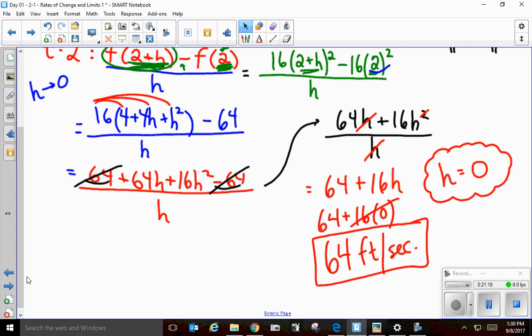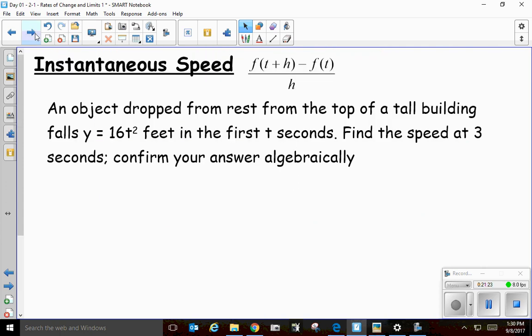Okay. Let's read this and I'll let you guys go off on your own. An object dropped from rest at the top of a tall building, this looks familiar, falls y equals 16t squared feet in the first t seconds. Find the speed at, not the average, but the speed at 3 seconds. Confirm your answer algebraically, which just means show me your work.